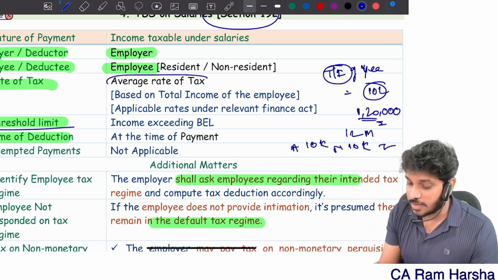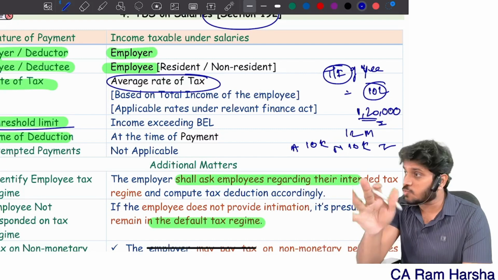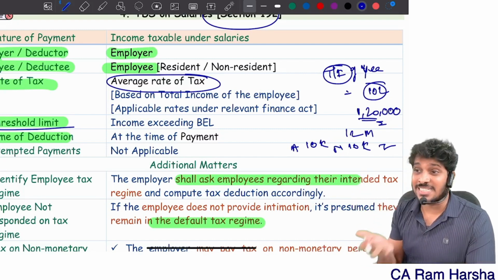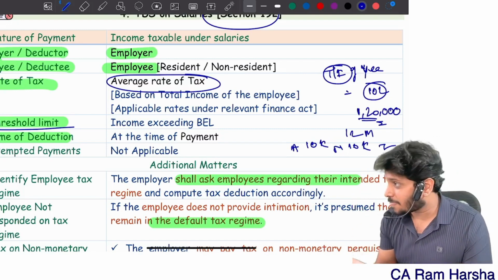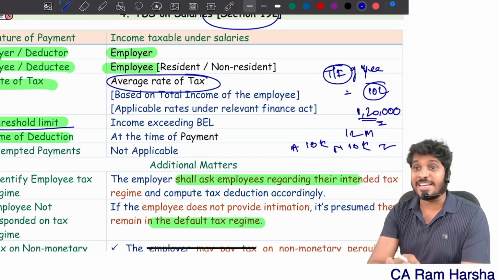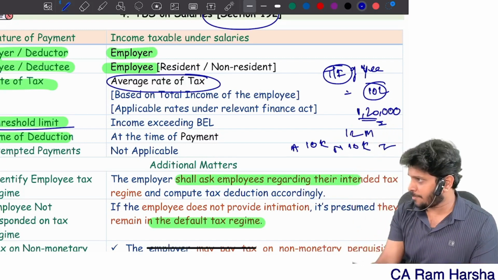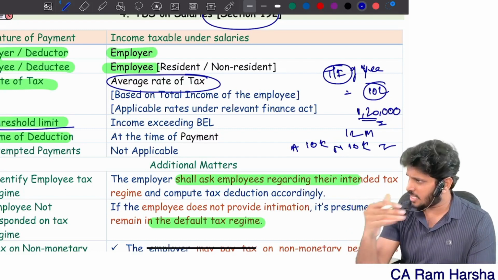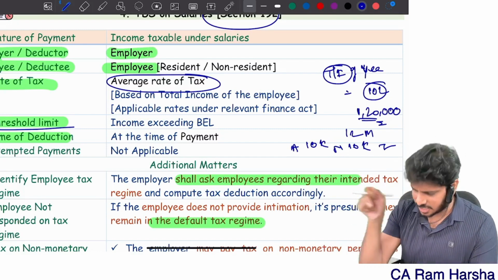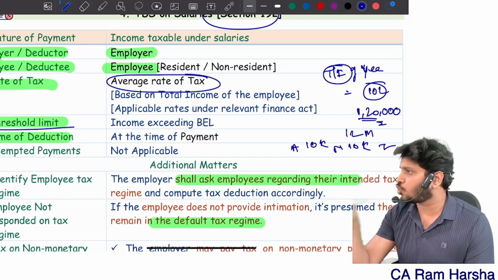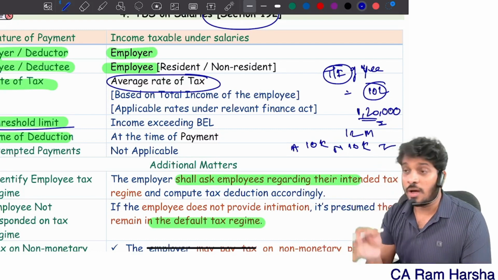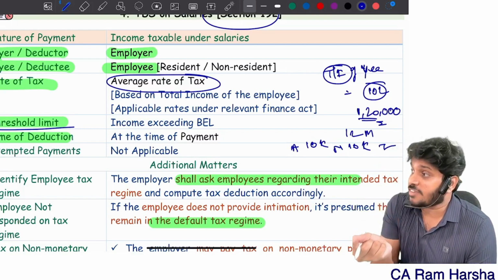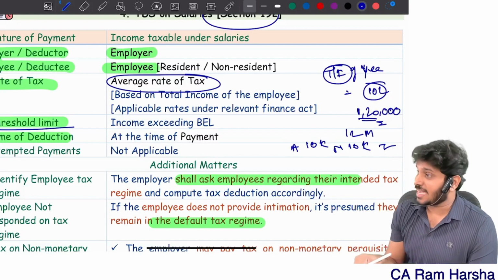That is why they use the word average rate of tax. There is no specific percentage here because tax is calculated based on slab rates. So find out the estimated tax liability of the employee. Ask him TDS details. After reducing that, the balance tax, deduct it under 192. So the employer will estimate the tax liability and accordingly this amount will be collected.